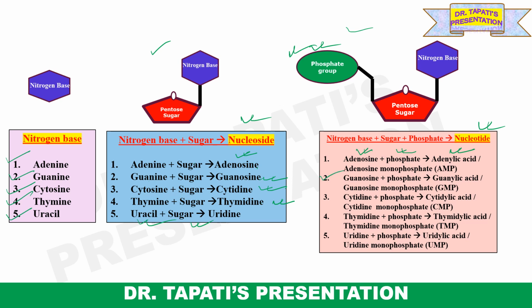Similarly, guanosine plus one phosphate group is known as guanylic acid or GMP, that means guanosine monophosphate. Cytidine plus phosphate group is cytidylic acid or cytidine monophosphate or CMP. Thymidine plus phosphate is thymidylic acid or thymidine monophosphate or TMP, and uridine plus phosphate group, that nucleotide is known as uridylic acid or uridine monophosphate, that is UMP.